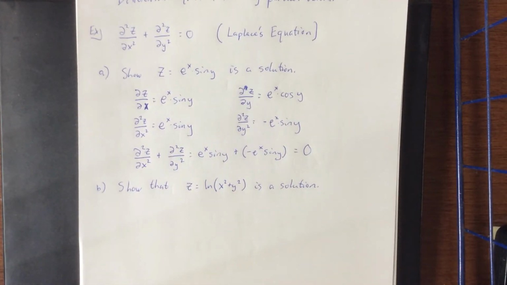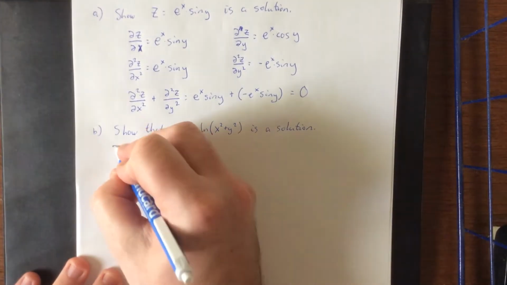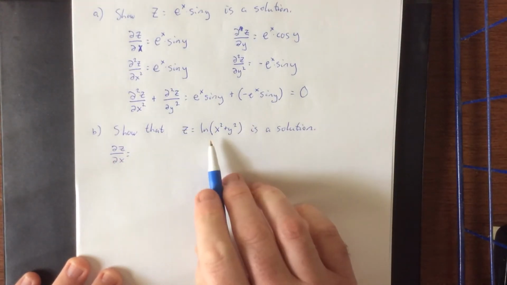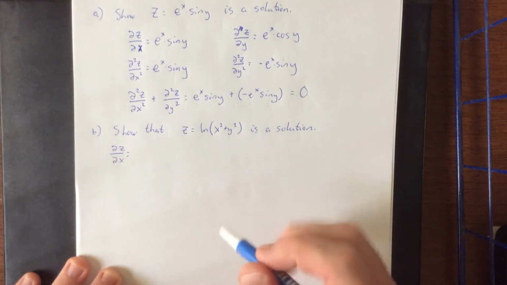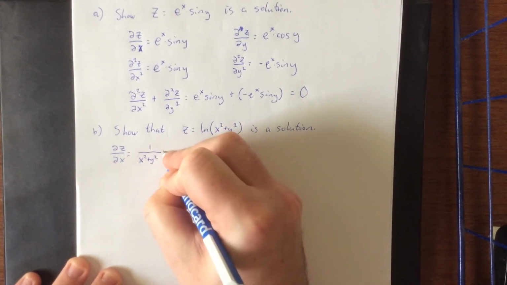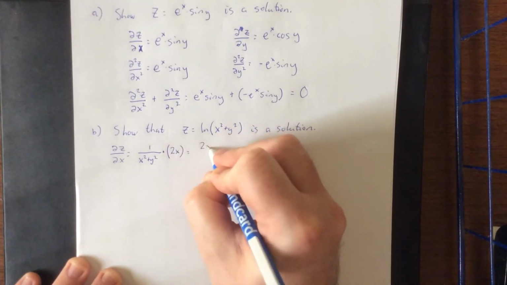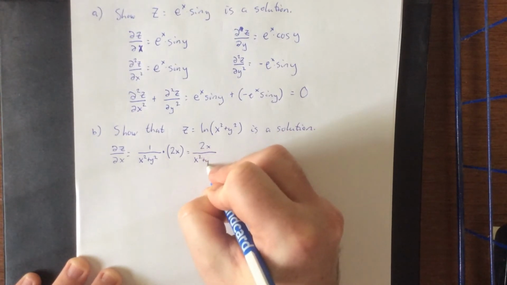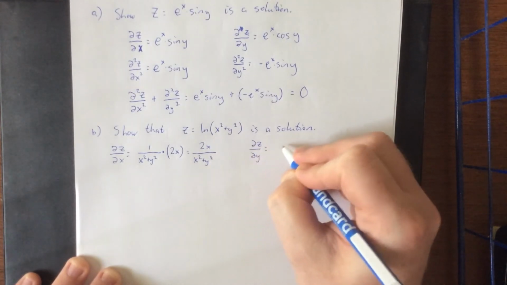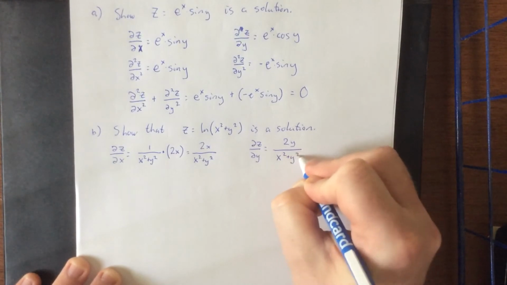Now the derivatives are going to look a little bit different in this case, but we're going to go with it. So first off, the partial derivative of z with respect to x, we'll employ the natural log rule as well as the chain rule. So that'll be 1 over x squared plus y squared times the partial derivative of the inside with respect to x. That'll be 2x. So we'll call that 2x over x squared plus y squared. The partial derivative with respect to y will essentially look identical, so we'll go ahead and shortcut that one. That'll be 2y over x squared plus y squared.